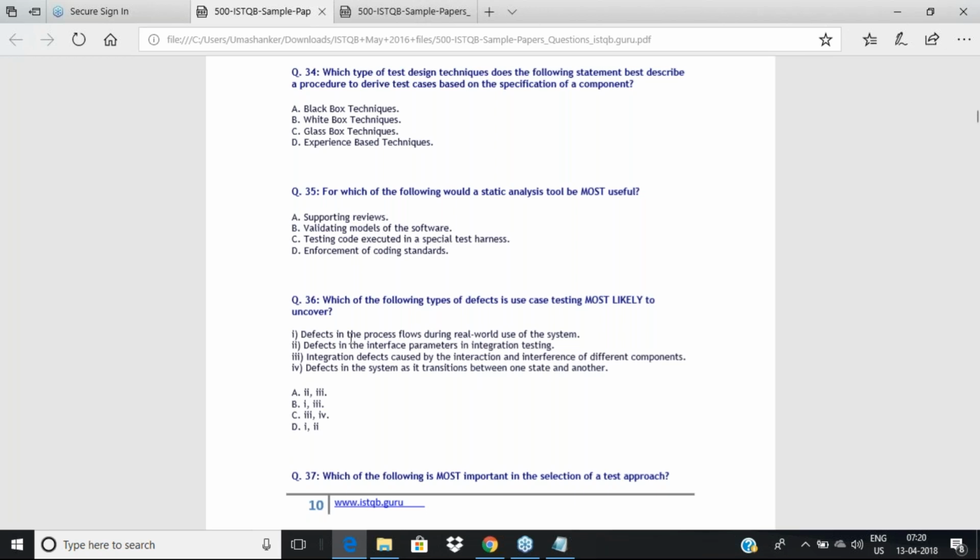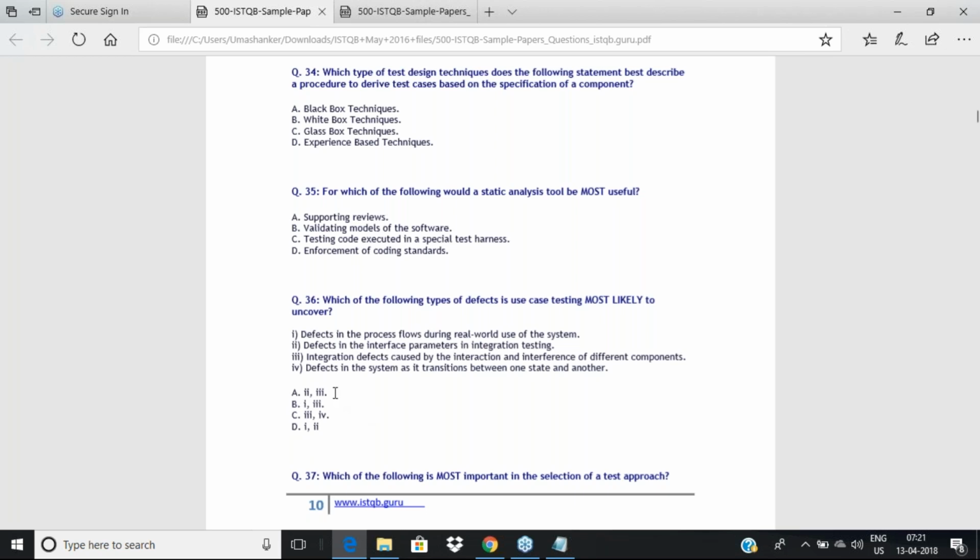Let's come back and look at defects in the interface parameters in integration testing. Integration testing is not use case testing, right? So there is a high chance that these two will be present in the answer. Where is 2 present? 2 is present in A as well as D. First, what did we rule out? Wherever 1 was there, that is B and D, we ruled out. But now the second answer is making us think A and D. Okay, let's keep that. Integration testing defects caused by the interaction and interference of different components.